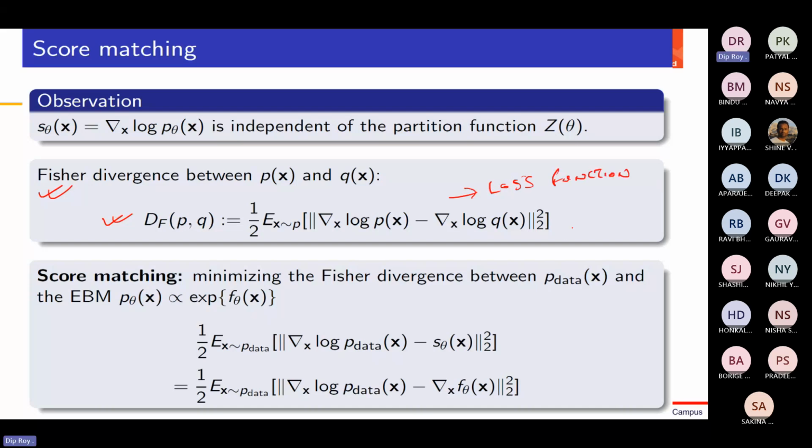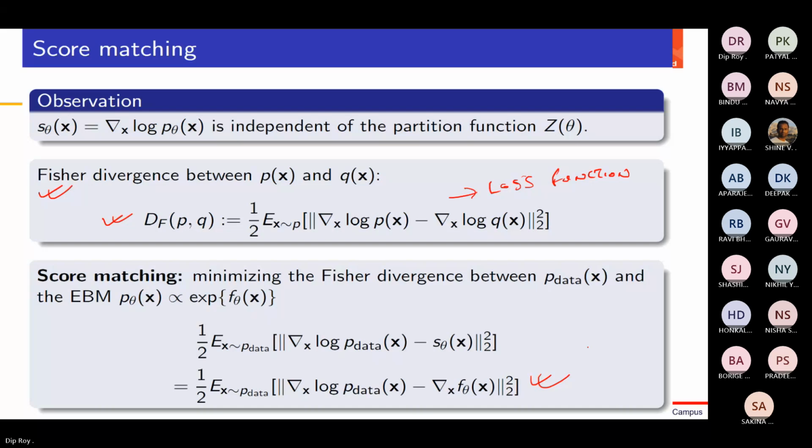And what it is saying is that if two distributions are similar, their vector fields also have to be similar. Okay. Now, this is the score matching, minimizing the Fisher divergence between the P of data and the EBM. Essentially, that is our scope. And this is the form of this.